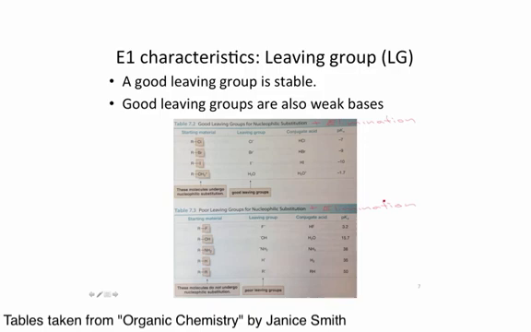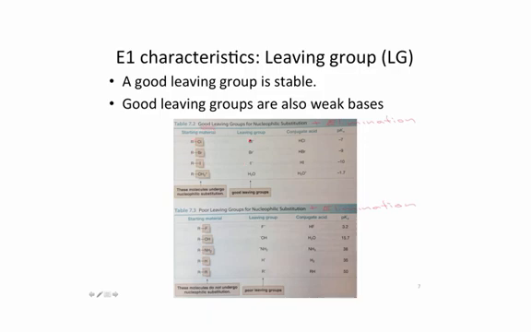Table 7.2 shows good leaving groups, and these include chloride, so chlorine bound to the carbon, bromide, iodide, and water. These are all weak bases, and their conjugate acids are very strong, so the conjugate acids have very low pKa values. These would work well for this type of reaction.